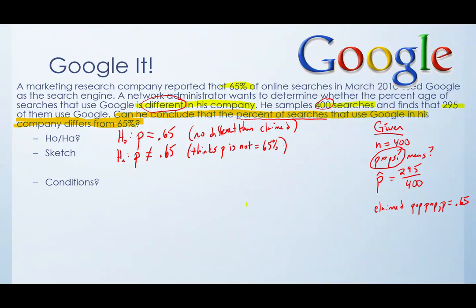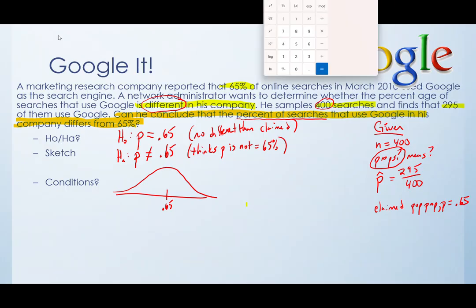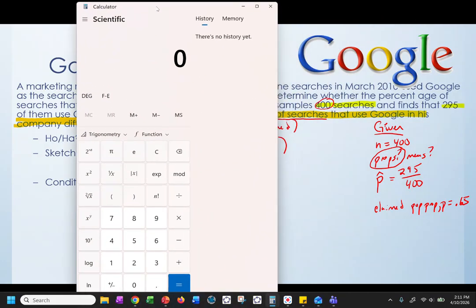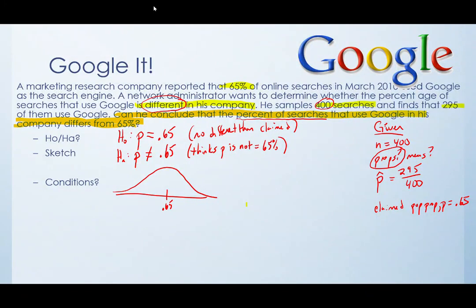So it's not a bad idea to throw a sketch in here. We'll just fit it in right here. We've hypothesized that the population proportion, the center of our sampling distribution, should be 65%. And 295 over 400, let me pull up my calculator. It's almost 75%, so it's 0.7375. So somewhere up here, that's our p hat. This is our p. And this is a two-tailed, or two-sided, test.